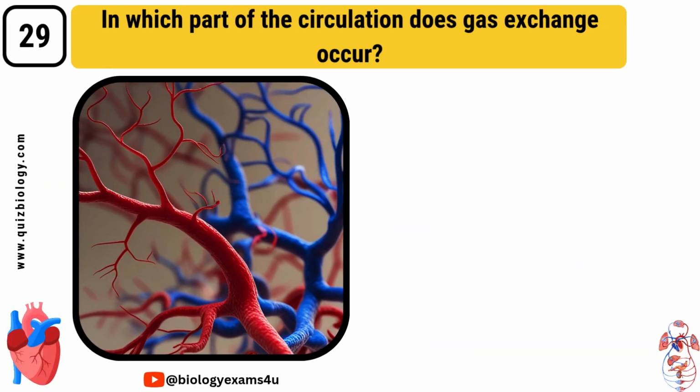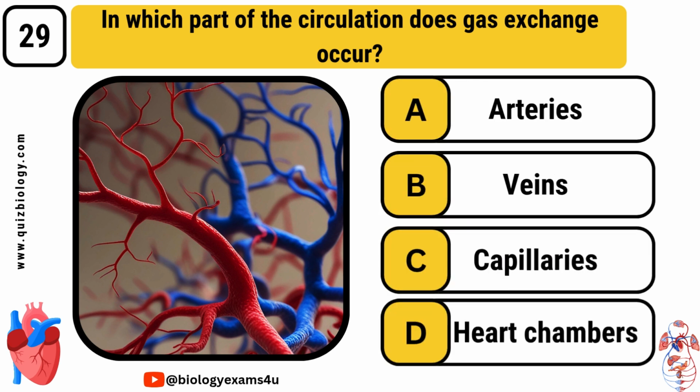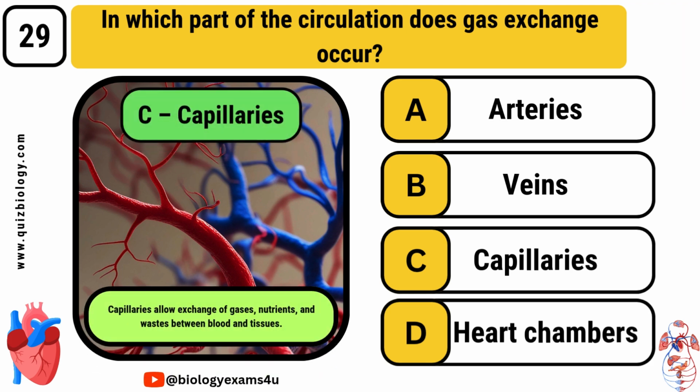In which part of the circulation does gas exchange occur? Arteries, veins, capillaries, heart chambers. Capillaries allow exchange of gases, nutrients, and waste between the blood and the tissues.